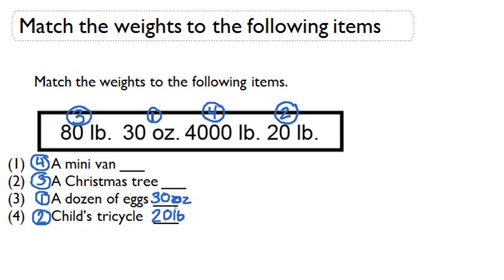Probably light enough for a child to be able to lift and ride, but heavy enough that it's going to be sturdy. Now, a Christmas tree is going to be my 80 pounds. And finally, my biggest item, a minivan, is going to be 4,000 pounds. Now I have them all labeled and I have them in order.